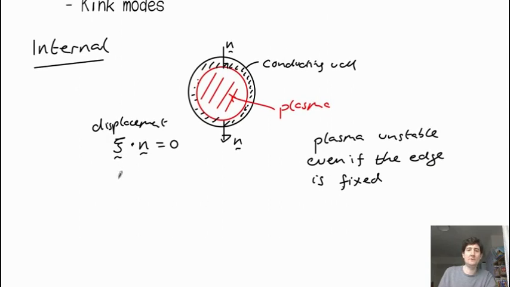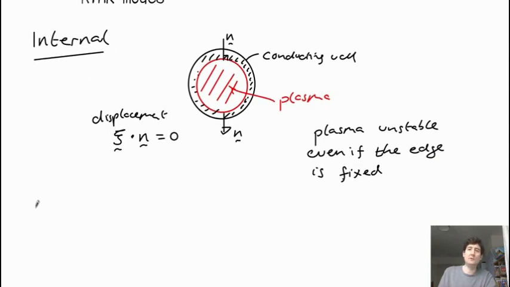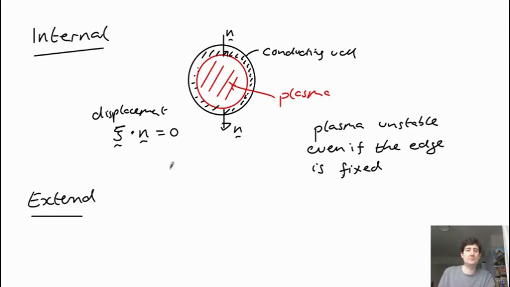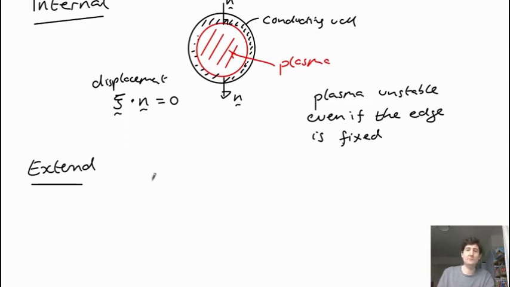Conversely, an external mode is one which only happens if the plasma can move. Quite often there are modes which are unstable, like an internal mode, which may become more unstable if the edge can move, but they're still called internal modes because their growth rate doesn't go to 0 when you fix the edge of the plasma. So external modes are modes which are only unstable when the plasma edge can move.